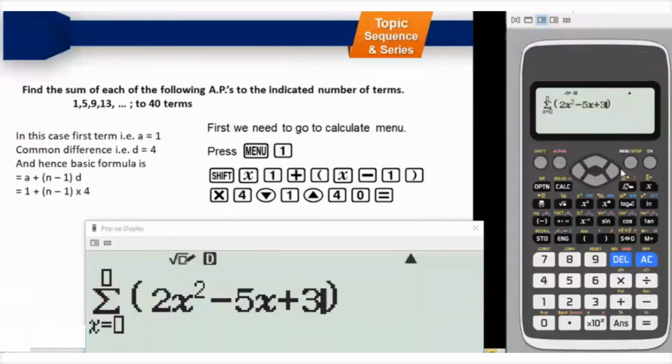So when you scroll down, you'll write 1 because you start from the first term. You'll scroll up and write 25 because you need the sum of the first 25 terms, and you will press equals. The calculator will give you the sum of the first 25 terms, which is 9500. I hope this is clear.